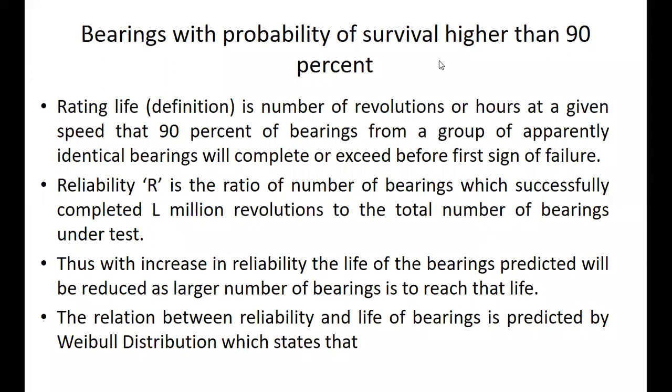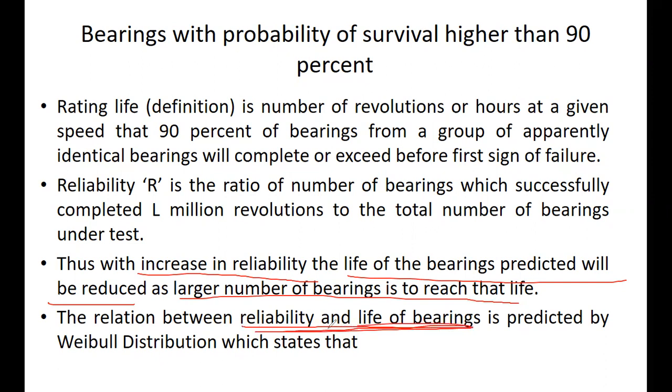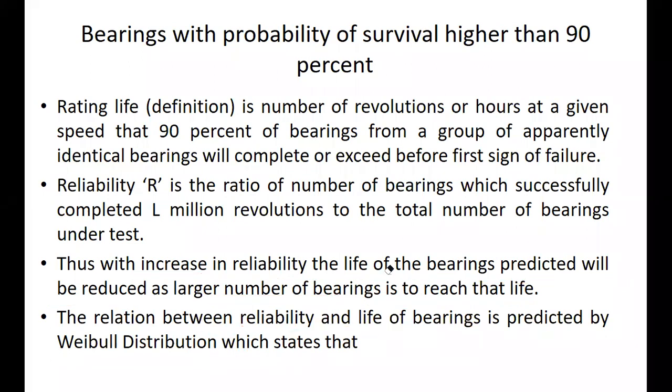So if I increase the reliability, then with increase in reliability, the life of the bearings predicted will be reduced, as a larger number of bearings is to reach that life. So I should find out a relationship between reliability and life of the bearings. And how is that done? It is predicted by Weibull distribution. And what does Weibull distribution state?